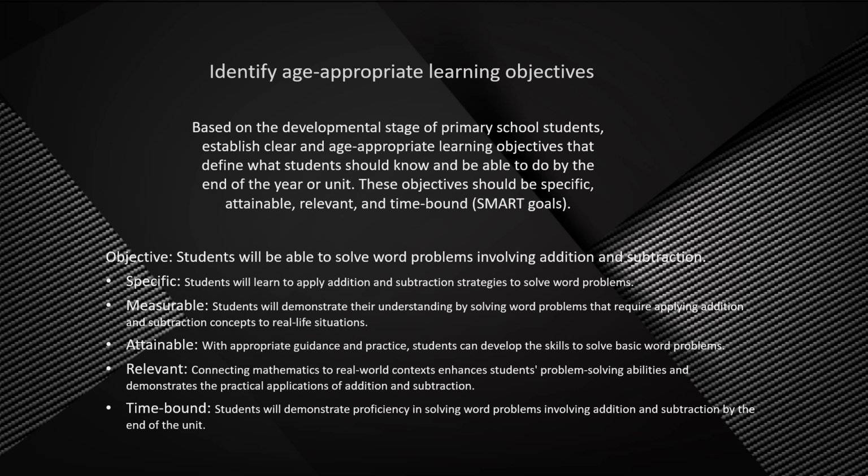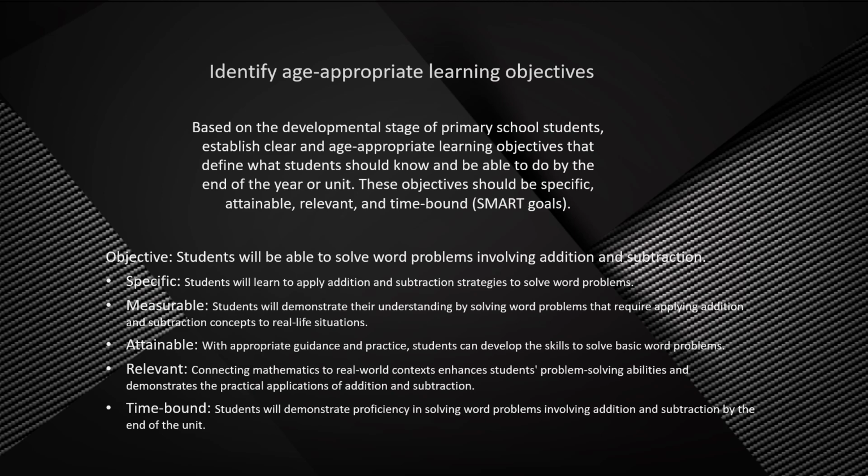For example, let's consider a unit on addition and subtraction for primary school mathematics. Based on the educational standards and the cognitive abilities of young learners, the learning objectives could be: Objective: students will be able to add and subtract single-digit numbers. Specific: students will learn to add and subtract numbers from 0 to 9.